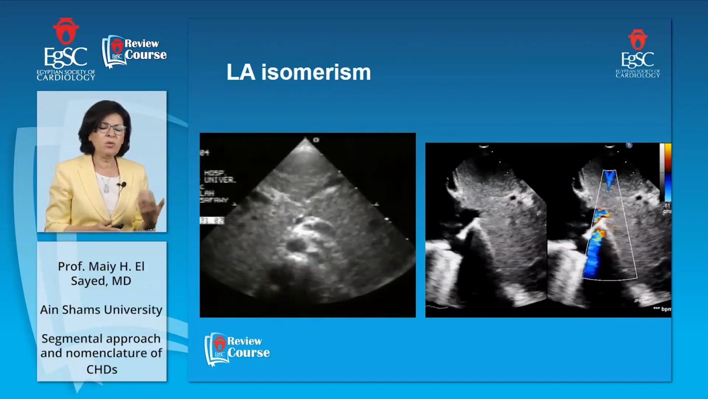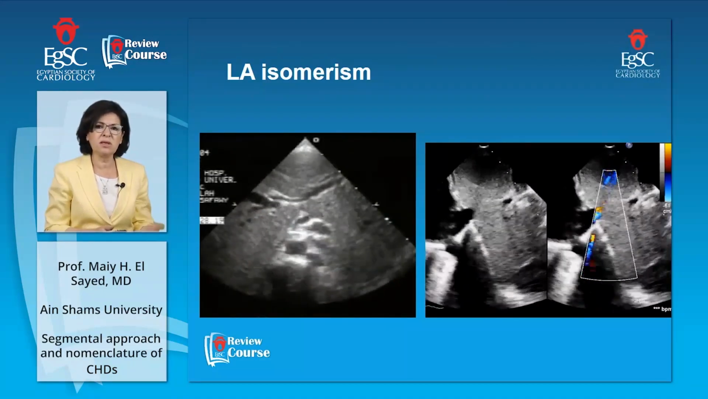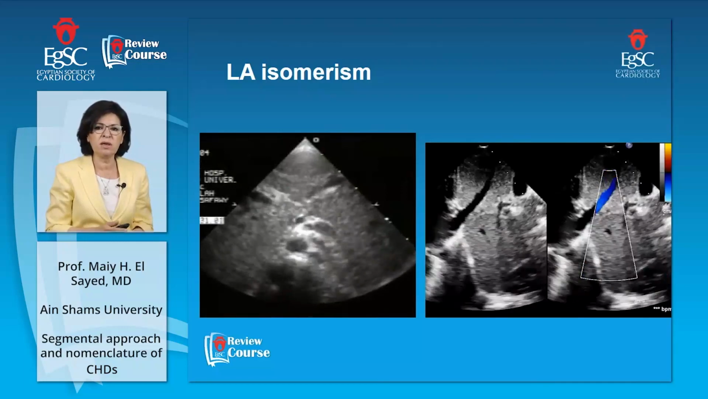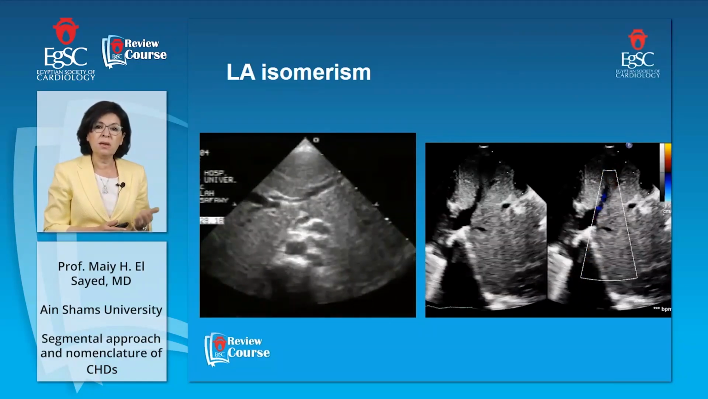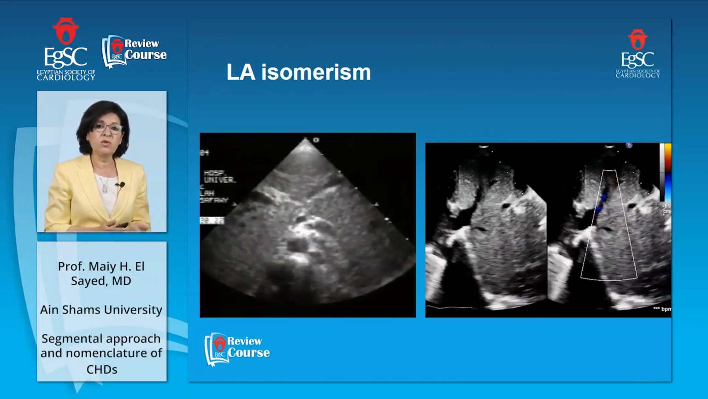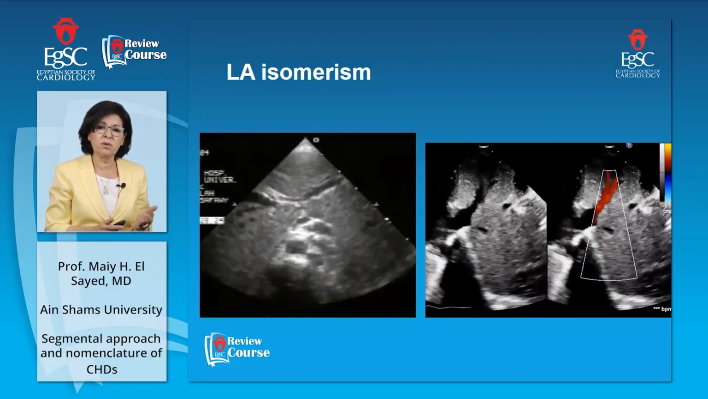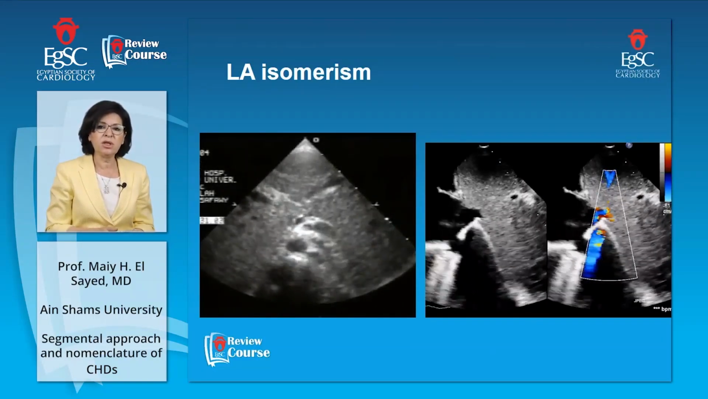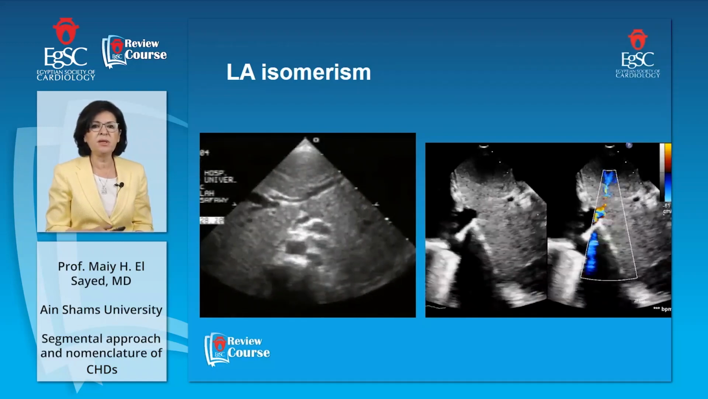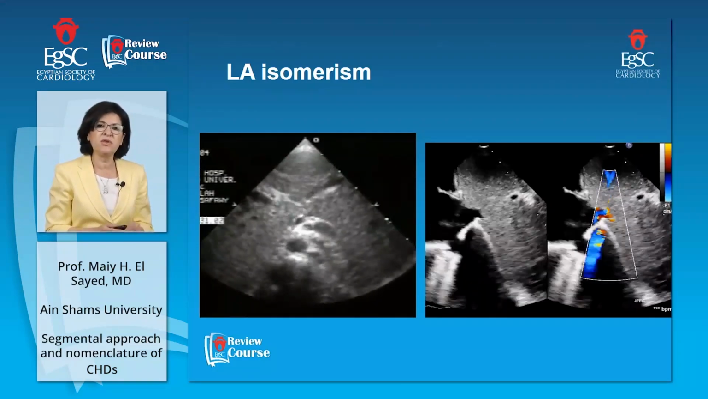So why is it so important to know if it's right isomerism or left isomerism? Because isomeric hearts are usually associated with more complex anatomy. They are associated with conduction problems. They are associated with anomalous veins and arteries. And they are associated with maybe double inlet ventricles, AV septal defects. So it's very important to define.